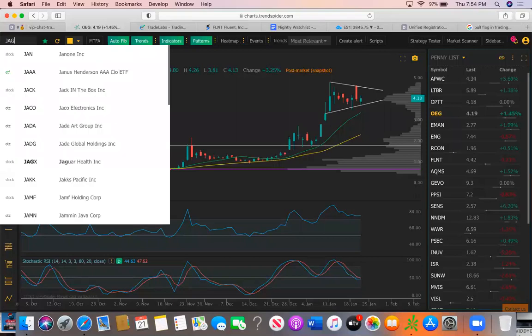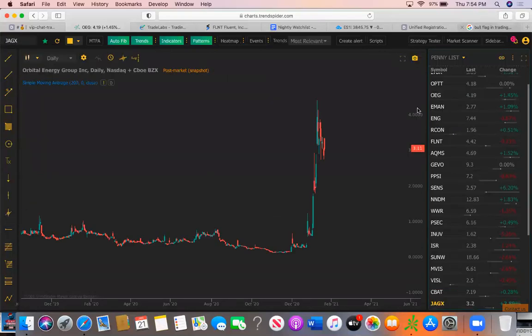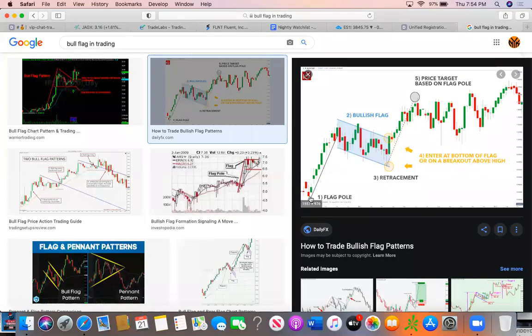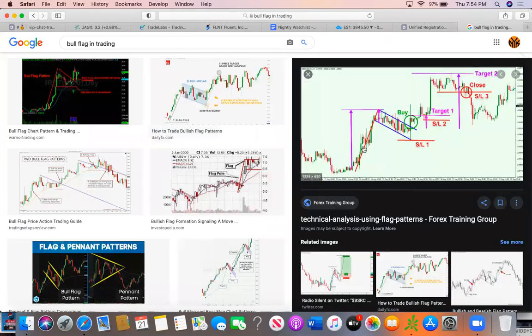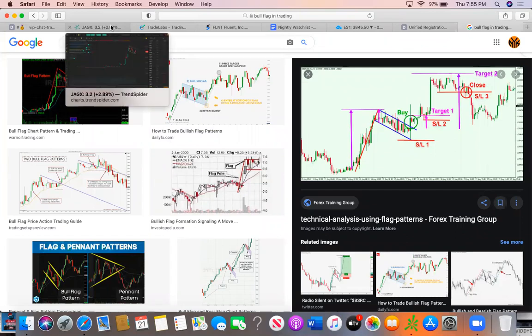Now a bull flag, you can see here, I'll show you this. A bull flag has the breakup and then basically like a little comeback to set up the next move. Here's more pictures of it. Same thing. It also could kind of look like a falling wedge in that regard as well.